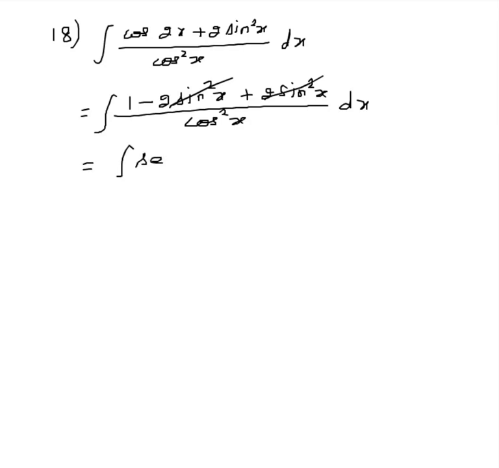1 by cos square is secant square, and we have a direct integration formula for this, which becomes tan x and plus c.